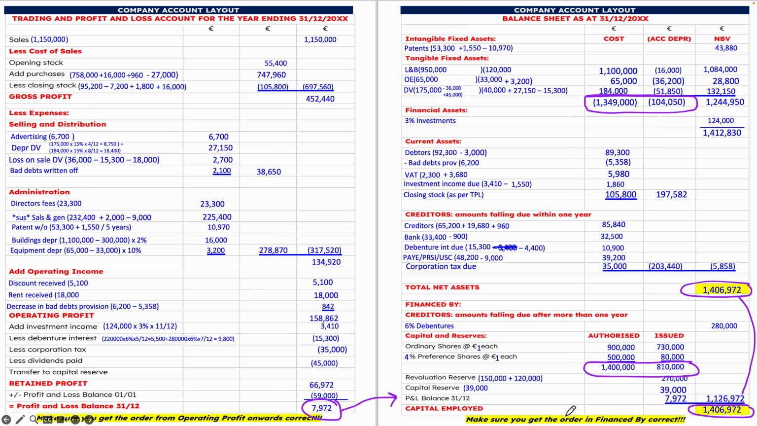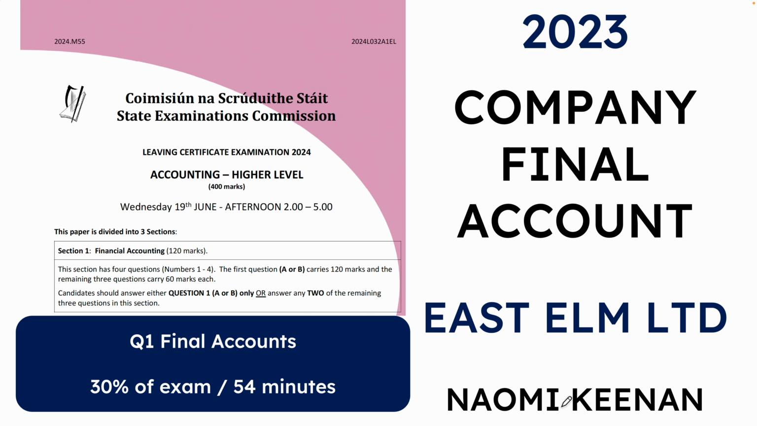Step 1, yeah, done that, checked it, correct, move on. Step 2, do my figures from the trial balance, put them in, check them, great, move on. Step 3, do my investment income debenture interest, check that I'm right, move on. Adjustment number 1, do it, check that I'm right, move on. You know what I mean? And so just keep doing that, and you'll be becoming more precise each time you practice these final accounts. So look, that's the 2023 company final account East Elm Limited completed then.